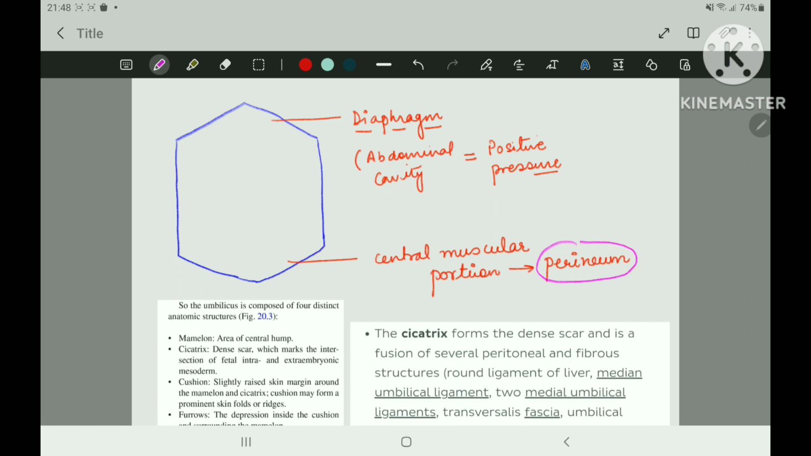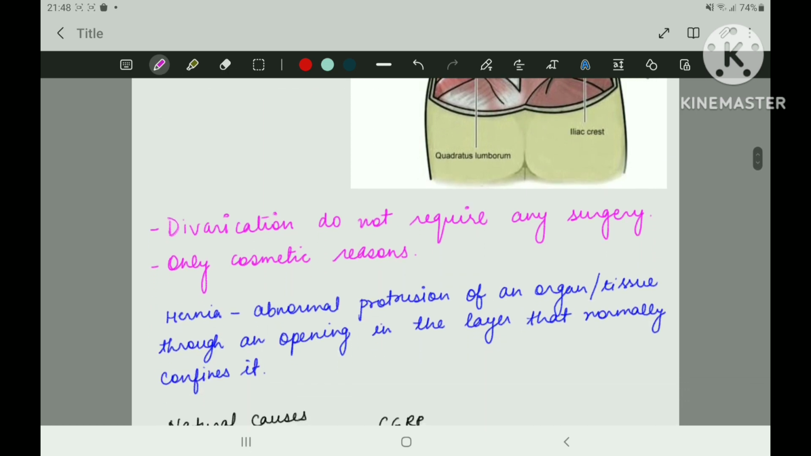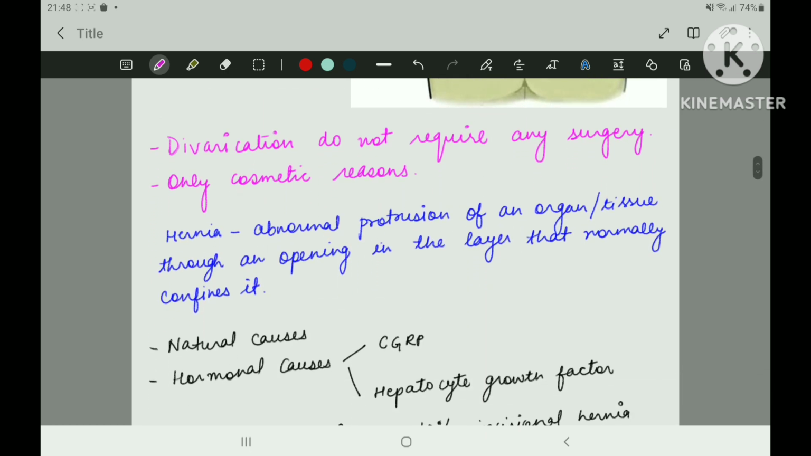There are certain areas from where any viscus or a part of the viscus can protrude and can be a part of hernia. One can say the definition is any abnormal protrusion of an organ or tissue through an opening in the layer that normally confines it.